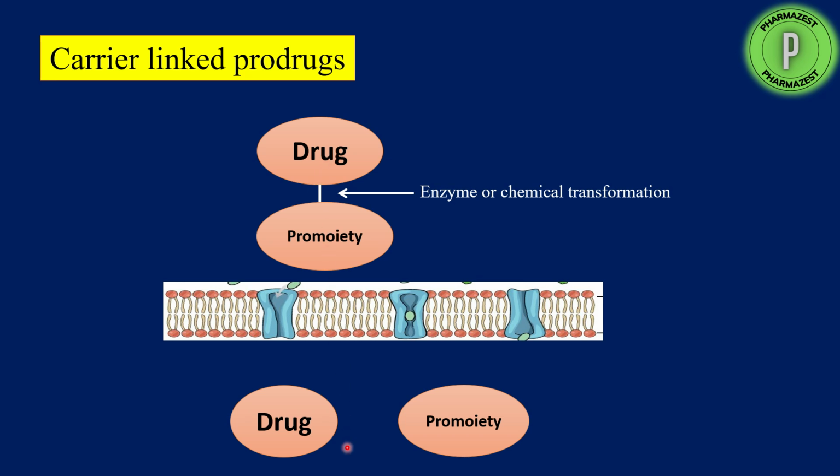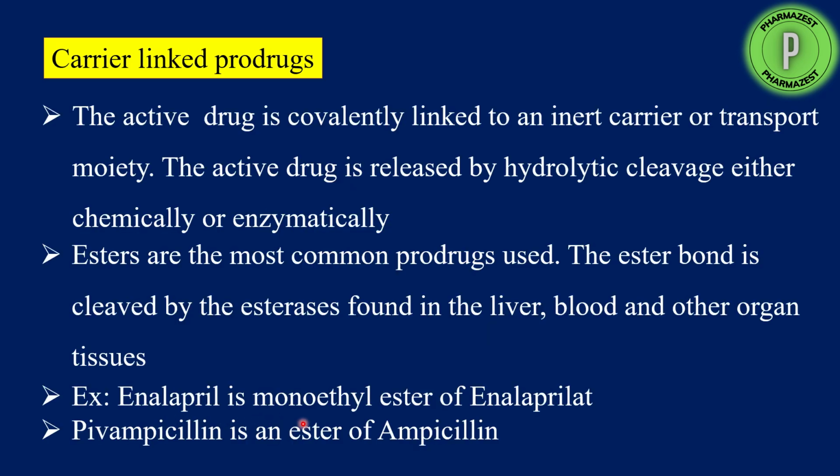So when this enters into the body and passes through the cell membranes, what happens? The enzymes which are present in the body act upon this and break the covalent bond between the drug and pro-moiety. As a result, the pro-moiety is liberated from the drug and the active drug is available at the site of action. So this is the concept of carrier linked prodrug. Enalapril is the monoethyl ester of enalaprilat and pivampicillin is the ester of ampicillin. So these two are examples for carrier linked prodrugs.